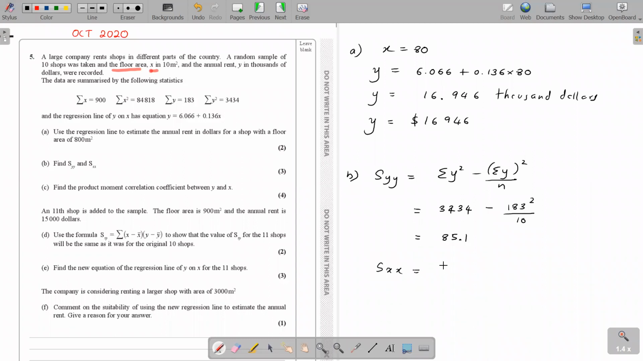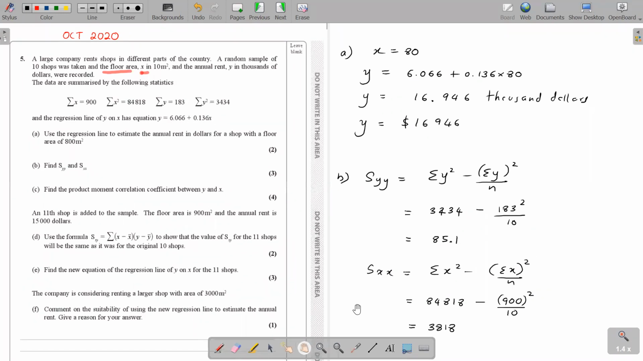Then the SXX value: sigma X square minus sigma X whole thing square divided by N. Sigma X square is 84,818 minus sigma X, which is 900, squared, divided by N, which is 10. Can I have the answer for SXX? 3,818. Everyone is clear with it? This is the answer for part B.